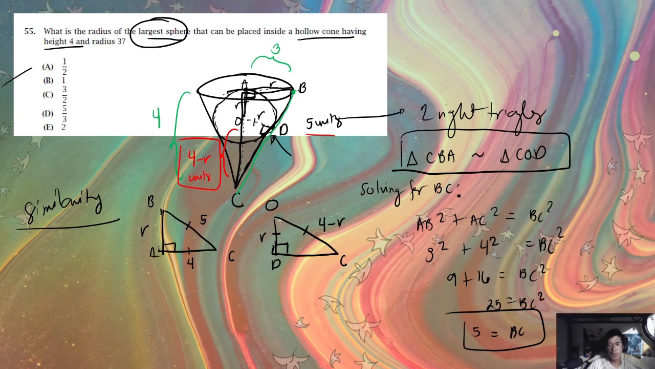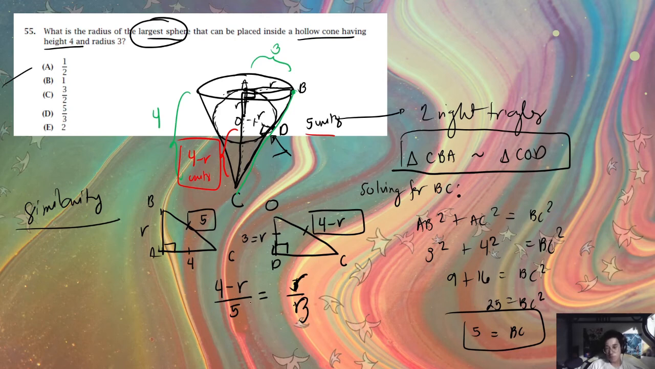And what would that proportion be? Since we know that the value of the radius is equal to 3, we can say that OD is equal to 3. And since the two hypotenuses correspond to each other, we can equate them. That should give us a proportion of 4 minus R all over 5 equal to R all over 3.